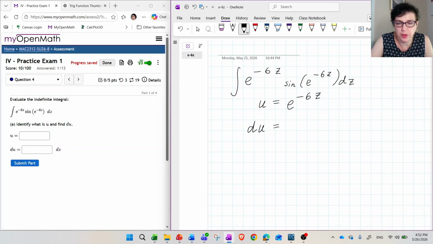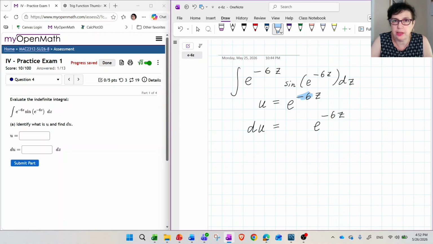So derivative of e function, remember e function stays the same, right? If I had e to the negative 6z, it cannot change. It's going to stay the same, but it's not just e to the x or e to the z, then it would just be e to the z. But what about that negative 6? So what do I do with that?